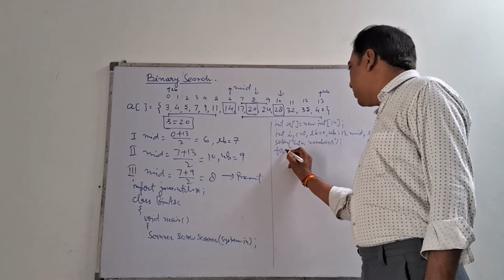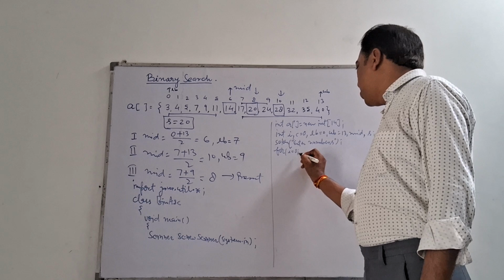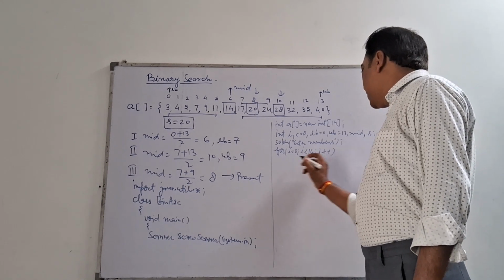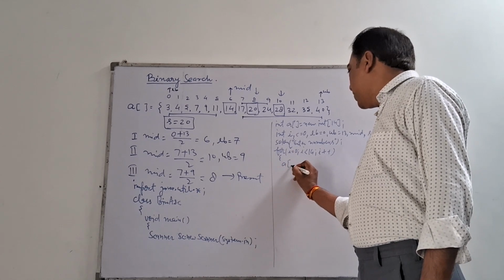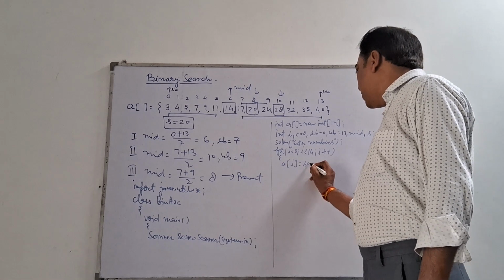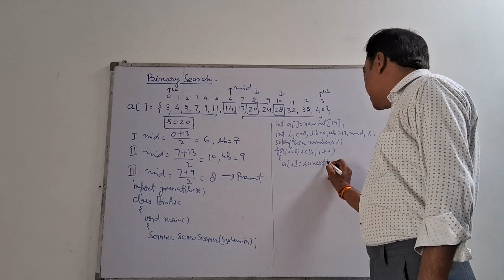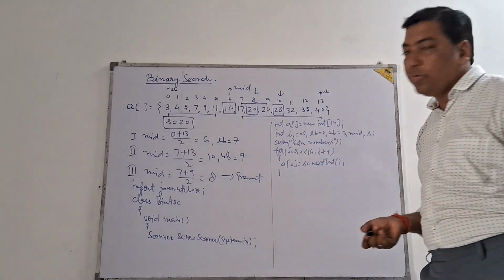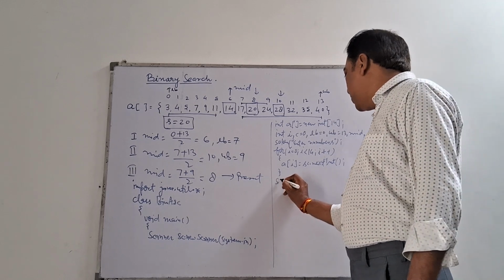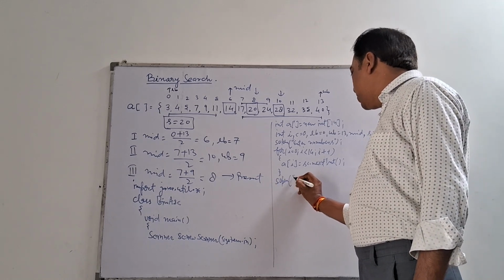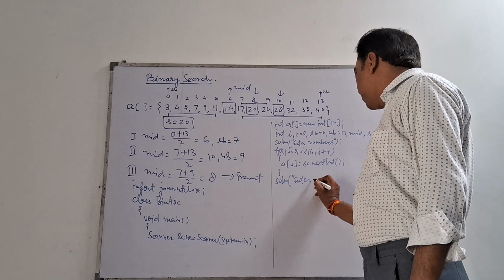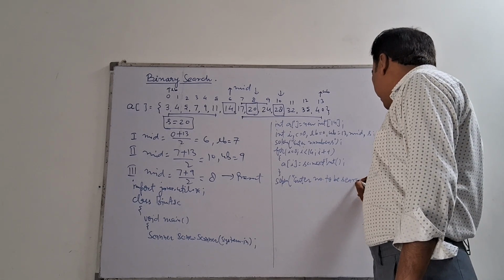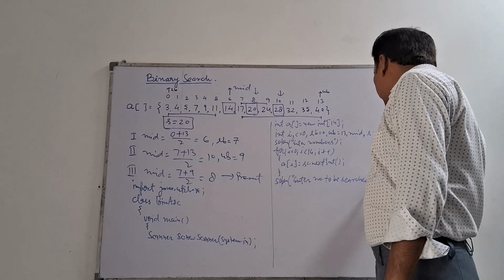And a loop is required: for i equal to 0, i less than 14, i plus plus, and a[i] is equal to c.nextInt. Now we have to input the number that is to be searched. So enter number to be searched. S.